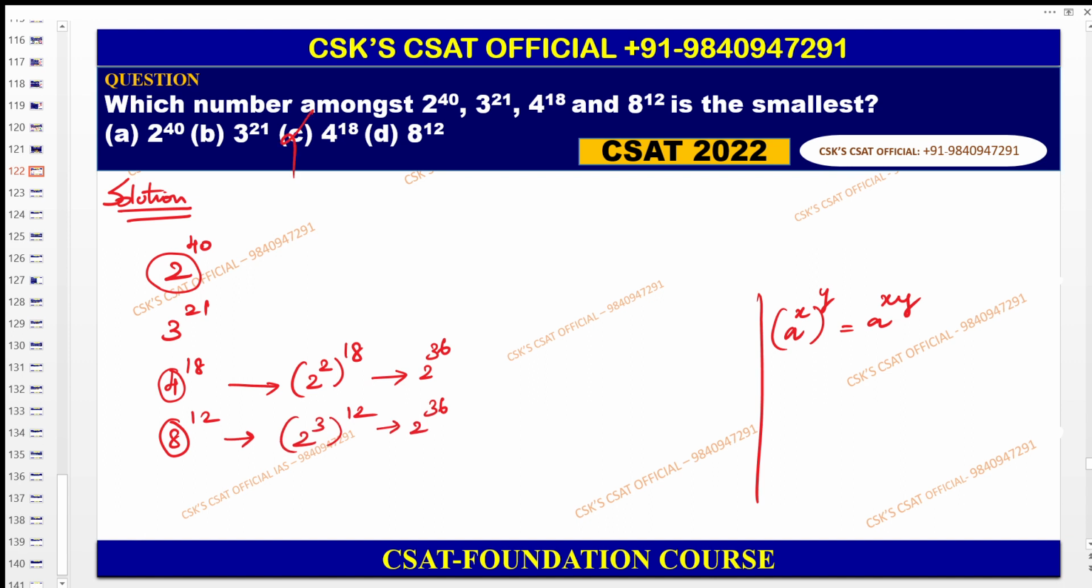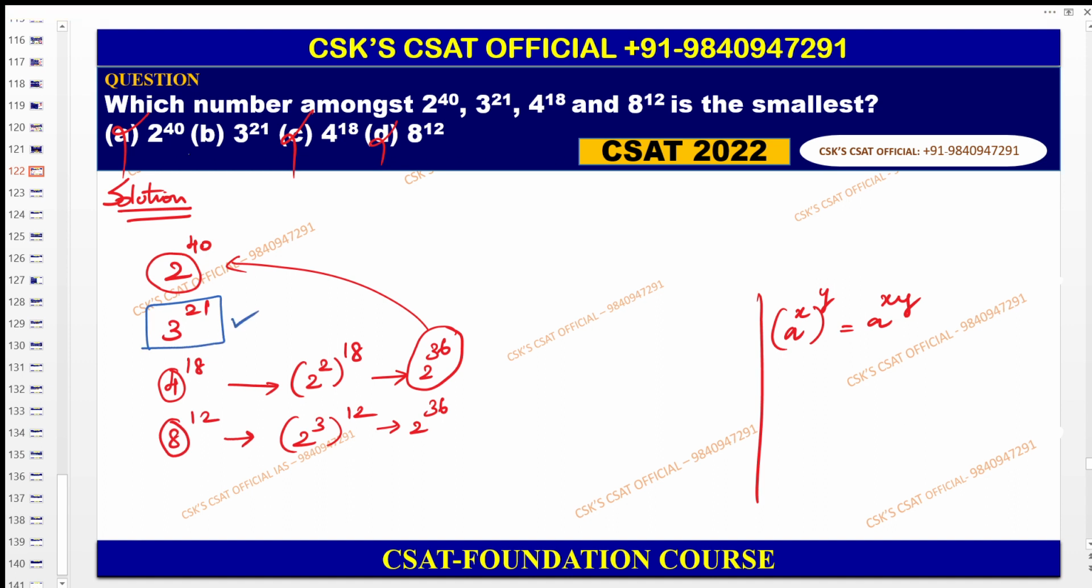Then automatically you can eliminate 4 power 18 and 8 power 12, which means options C and D you can eliminate, since the two are the same and can't be the answer. Now you can compare 2 power 36 with 2 power 40. 2 power 40 is larger than 2 power 36, so you can eliminate that one. So what is left is 3 power 21. So that is the answer.